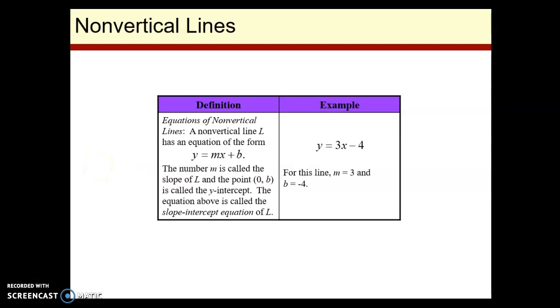And we're going to see some examples of where it intersects the xy axis. So when we look at this, we see where it intersects the y-axis. So if you get this example, y equals 3x minus 4, 3, the number in front of the x, is the slope. Negative 4 is where it's going to intercept the y-axis.